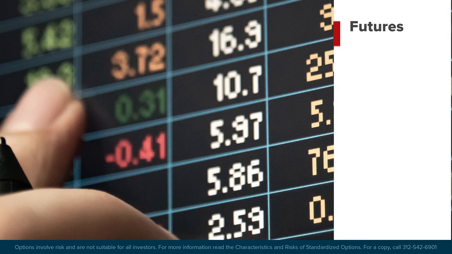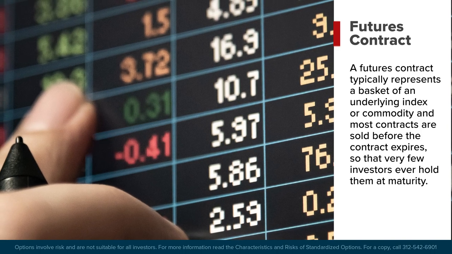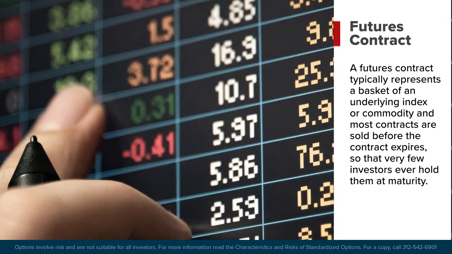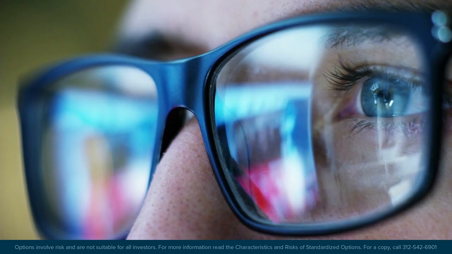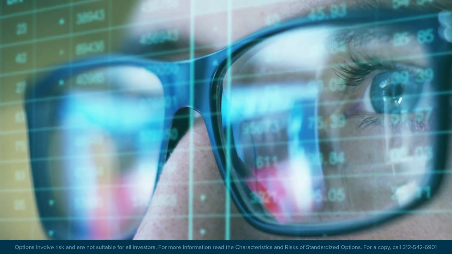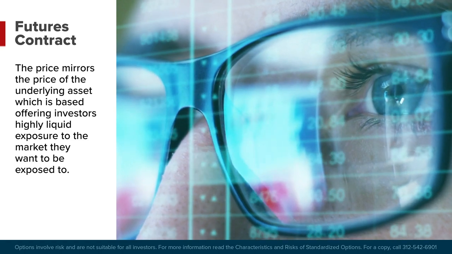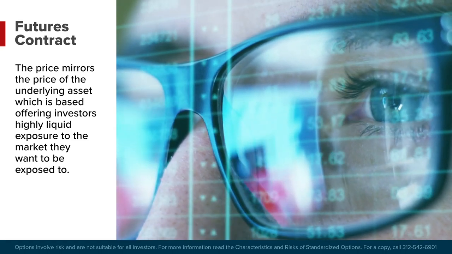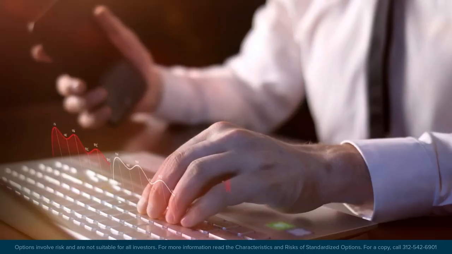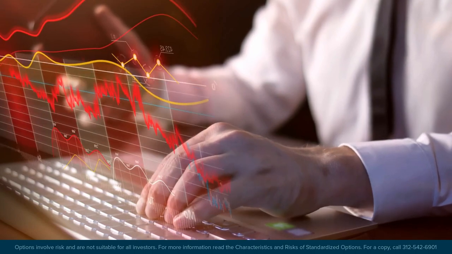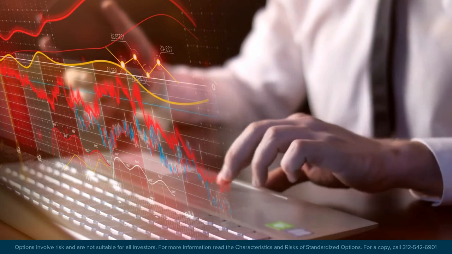A futures contract typically represents a basket of an underlying index or commodity, and most contracts are sold before the contract expires, so that very few investors ever hold them to maturity. Because they represent a basket of stocks or an index or a commodity, the price mirrors the price of the underlying asset upon which it is based, offering investors highly liquid exposure to the market they want to be exposed to. Futures markets, therefore, act as a perfect way to either speculate or hedge exposure to an underlying asset.